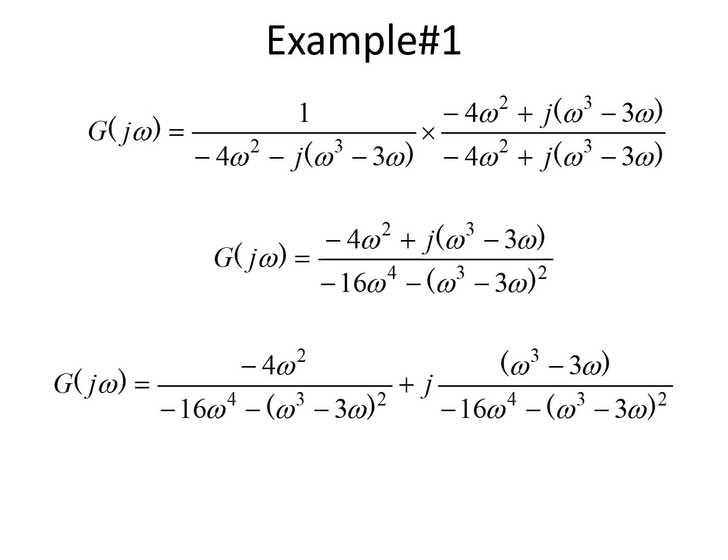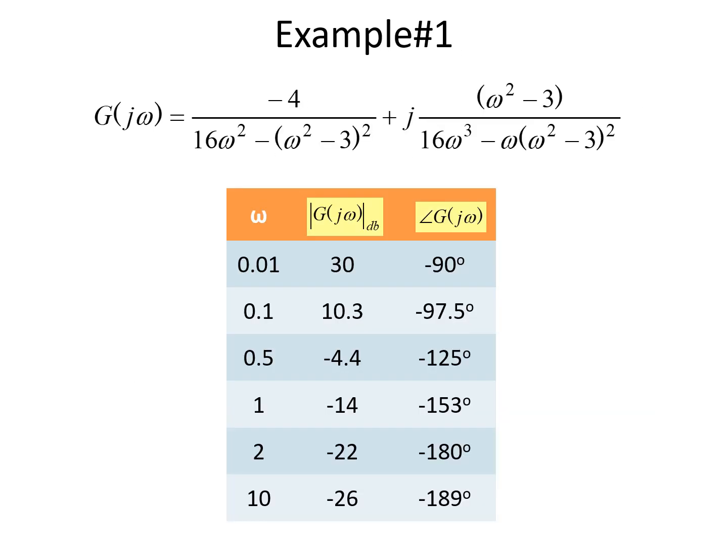Now separate the real and imaginary terms and get the value of the magnitude of G(j omega) in decibels and the phase in degrees. These are the set of values we get for omega equal to 0.01, 0.1, 0.5, 1, 2 and 10.